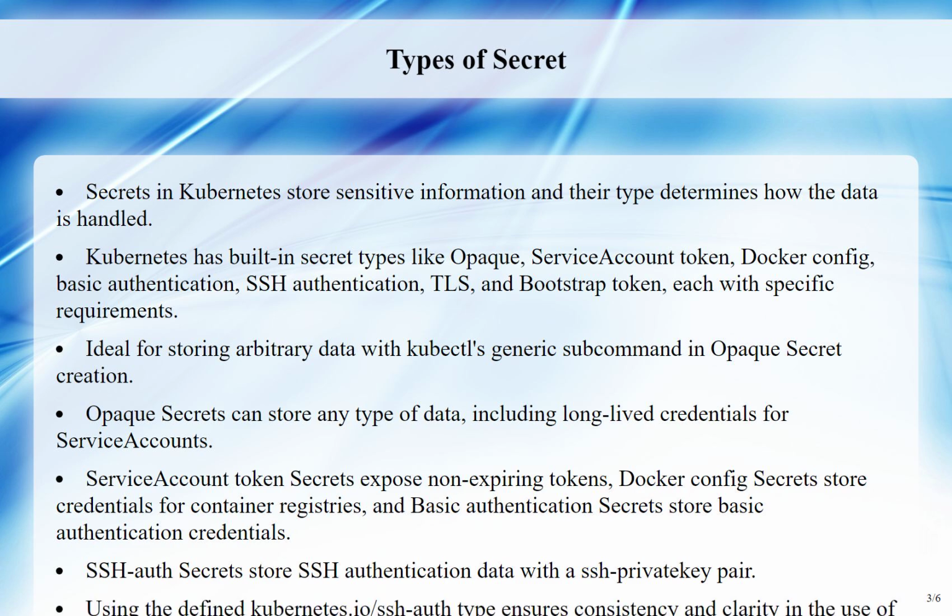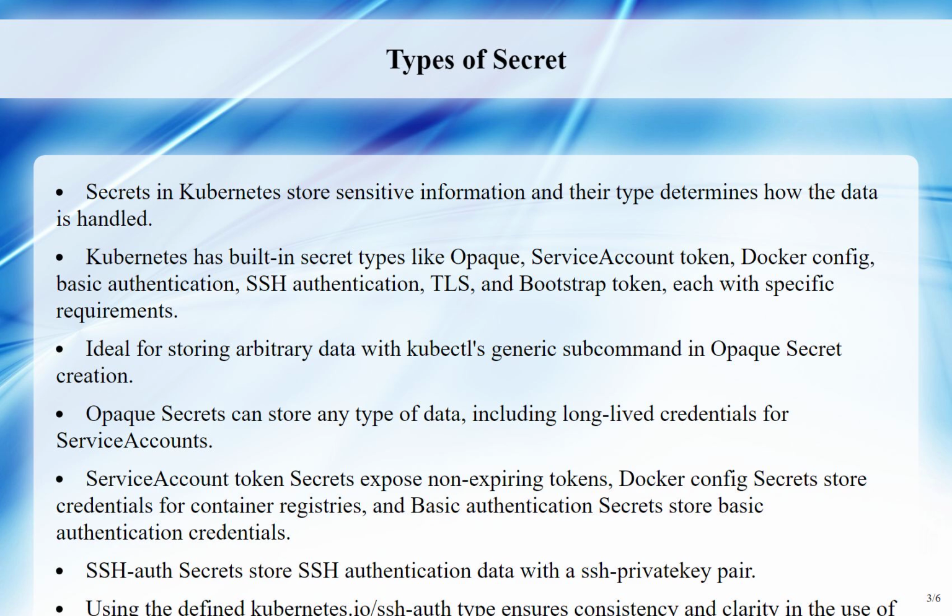Similar to other types, using the defined kubernetes.io/ssh-auth type ensures consistency and clarity in the use of secrets. TLS secrets. TLS secrets store certificates and private keys used for TLS encryption. These secrets must contain the keys tls.crt and tls.key in the data field, and while an opaque type can be used, using the defined kubernetes.io/tls type is recommended for consistency.